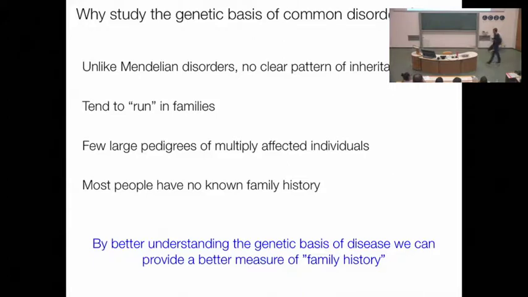So the overarching aim of what I want to do in my career is to better understand the genetic basis of disease. And by doing that, all I hope to do is to provide a better measure of family history that we can use in the clinic. That's the overall game.